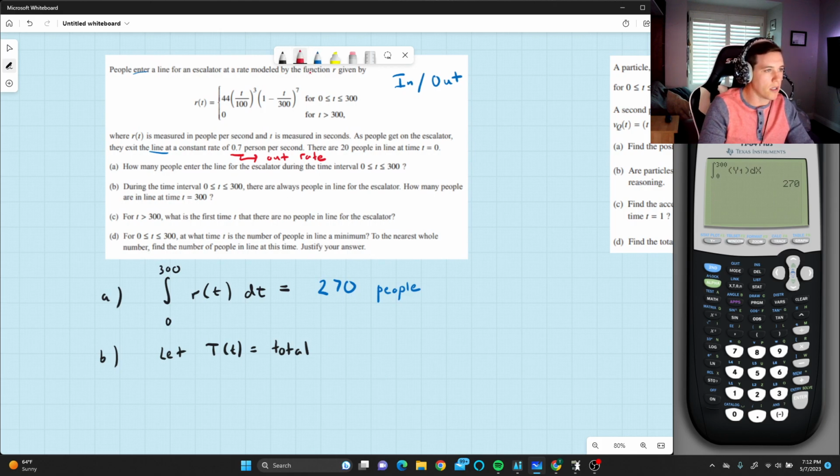I don't know if Mr. Yip does this in his class. I don't think he does. It took me a few years to get to this notation, but I like creating the total function, and I'm trying to find the total at time 300.